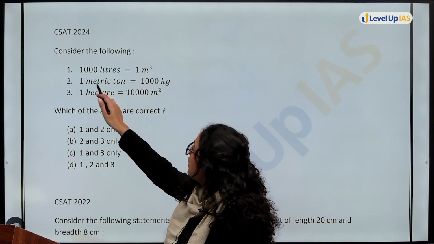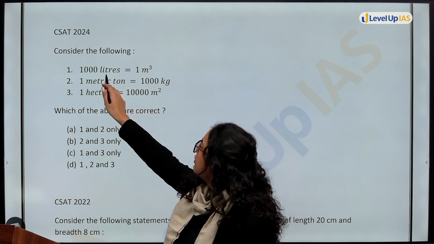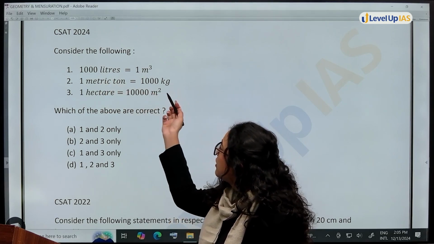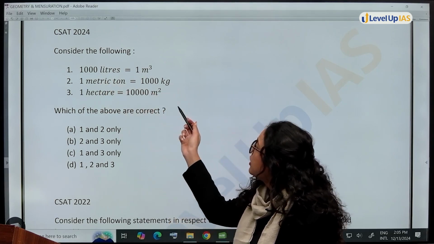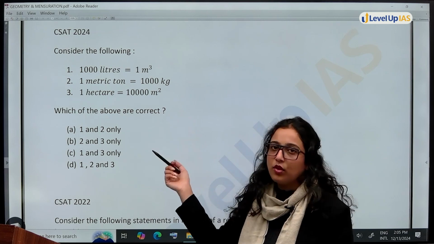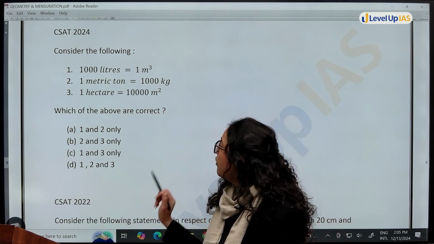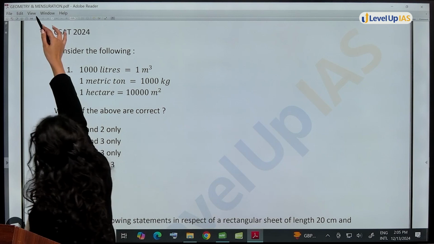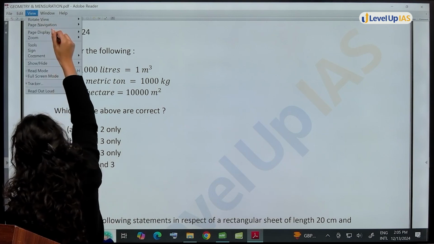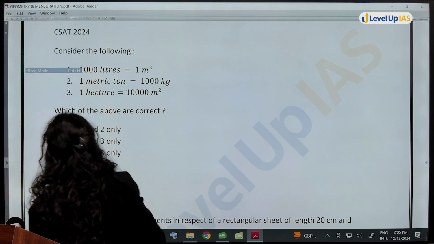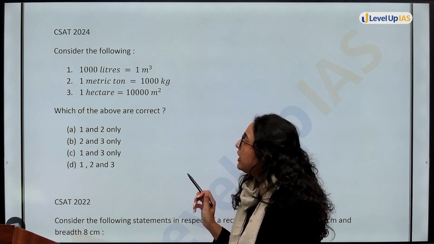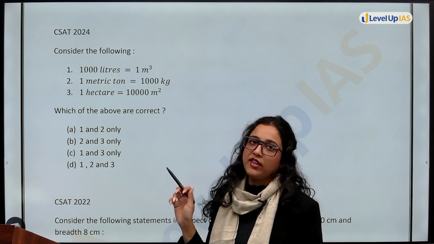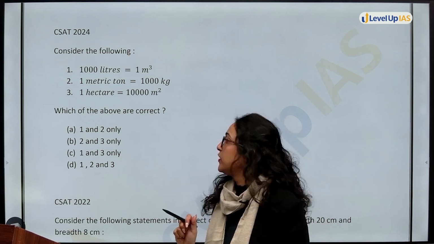Consider the following, and you have to see 1000 liters is equal to these many meter cube, 1 metric ton is equal to 1000 kgs and so on. So basically this is a question of conversion. And you can see that this question was asked in CSAT 2024 and only one question was asked.